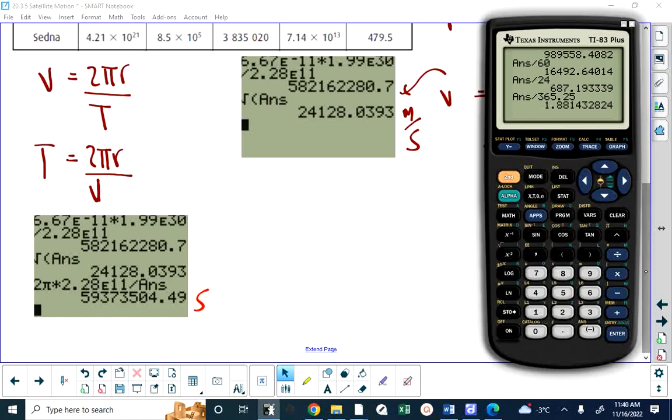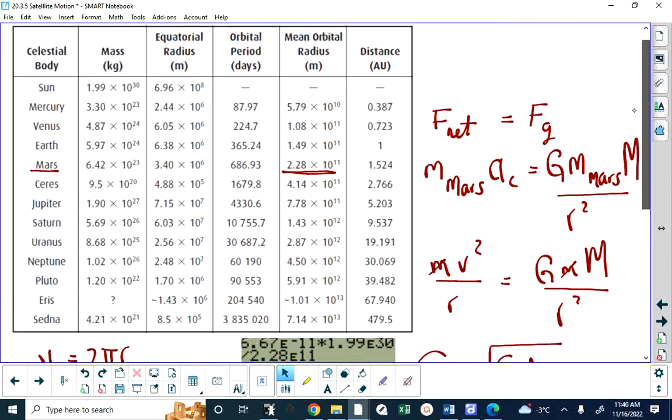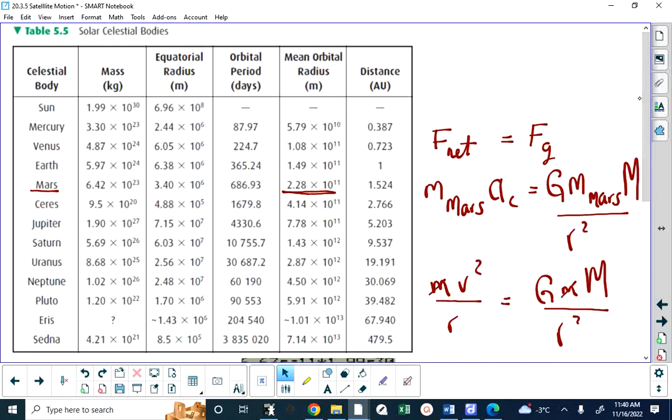Incidentally, I believe if you look at this table, it already has the orbital period in here, 687 days. It's not going to match exactly, because the constants we use, like the mass of the sun, it's not exactly 1.99 times 10 to the 30. Capital G is not exactly 6.67 times 10 to the negative 11.